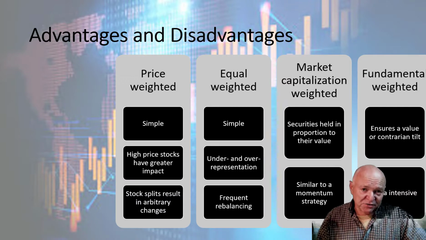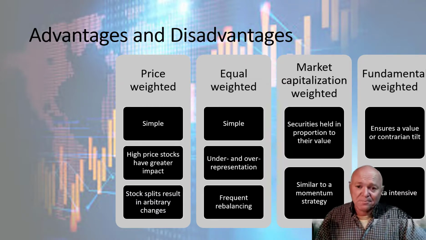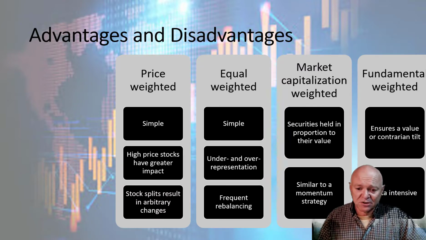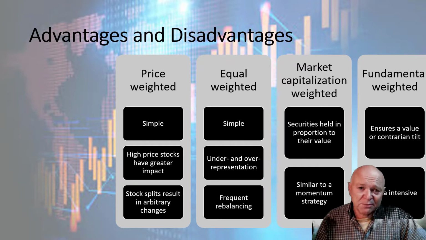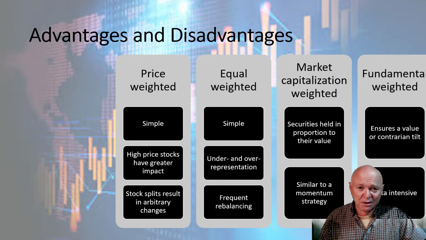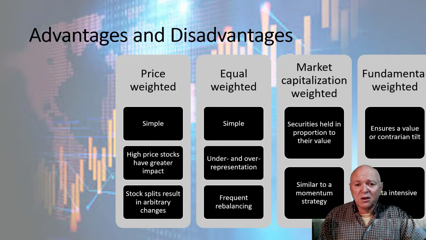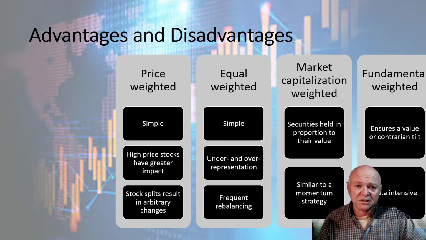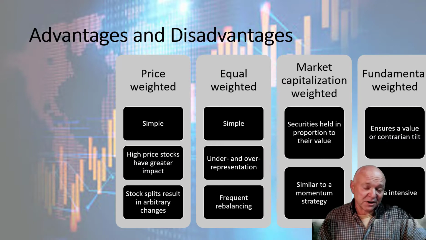Some of the advantages and disadvantages, then, that we've seen, in summary: we have price-weighted indices, which are, like the Dow, very simple to construct, but we have a few very highly priced stocks that can move the markets all by themselves. So a good day or a bad day for a company with a high-priced stock, even if it's not the most valuable stock, can move the market. We can have some arbitrary movements in the index and a need to rebalance the index on the basis of things like stock splits.